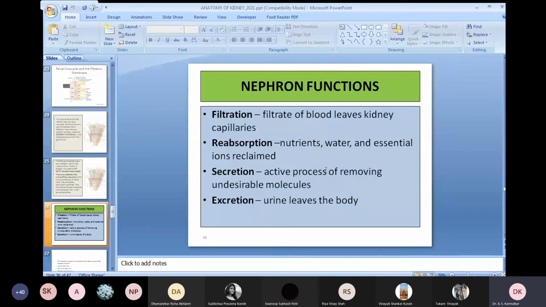One is filtration of the blood. Reabsorption, when it's passing through the PCT and DCT, there is reabsorption of nutrients, water, and essential ions which are required for the body. Secretion is the active process of removing undesirable molecules, and excretion of the urine, that is the waste product of the body.